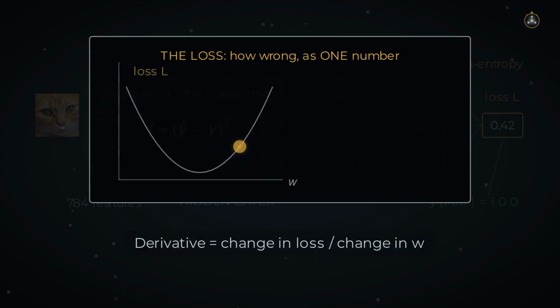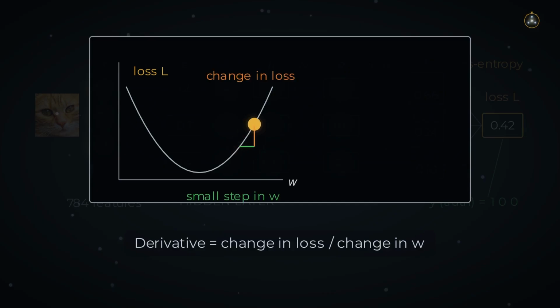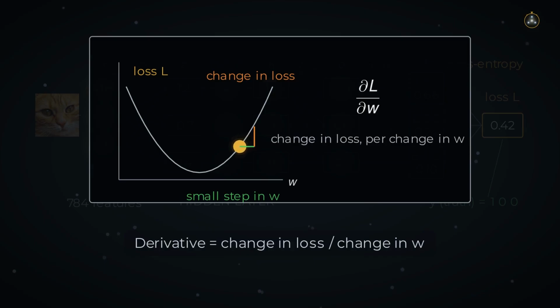To find one weight's direction, hold the other still. This curve is the loss against that single weight. Push the weight a little, the green step, and the loss answers with the orange rise. Their ratio is the derivative, that curly D symbol. A positive derivative means raising the weight raises the loss.